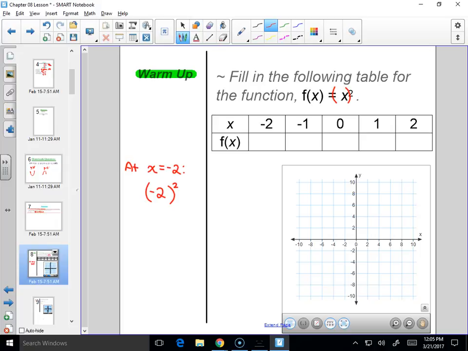It'd be negative 2 times negative 2, which is what? 4. Positive 4. Check your answer. Did you put positive or negative? Positive. Hey, careful. Remember what Jay said earlier? Whenever you square positives or negatives, they should always end up being positives.